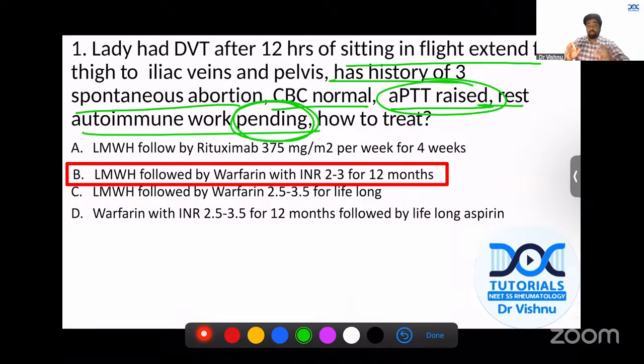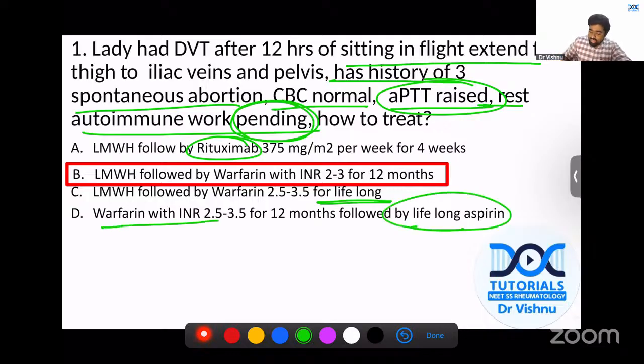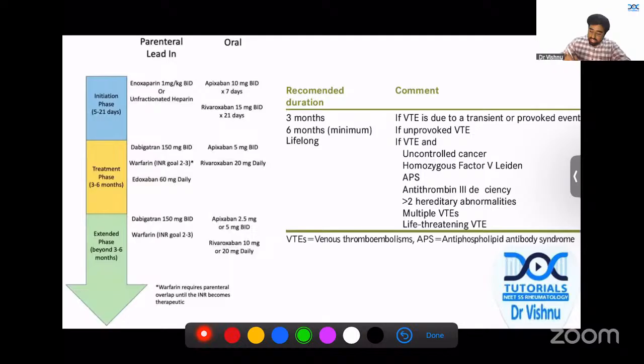So here, till what time you should give this, the duration of anticoagulation, has not actually been focused upon. If you see the question clearly, the first option says rituximab, right? Rituximab is kind of trying to make you think about APS, while APS has not been clearly mentioned. Second is warfarin lifelong. Again, that would have been true in certain circumstances, but not here. And this one is again lifelong aspirin. That also does not make clear sense, right?